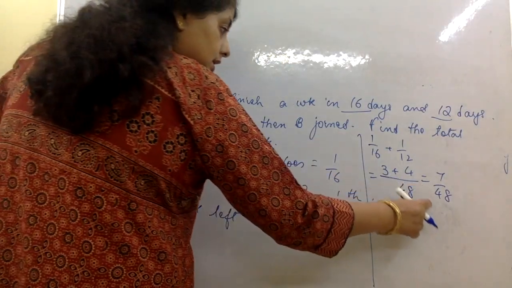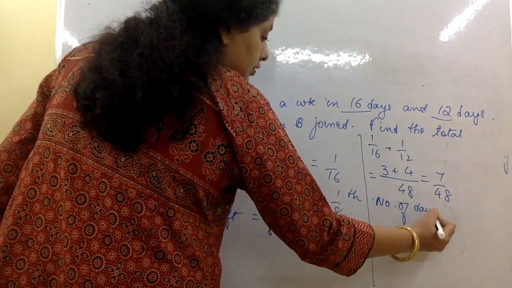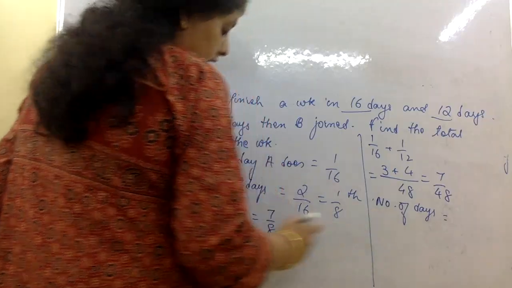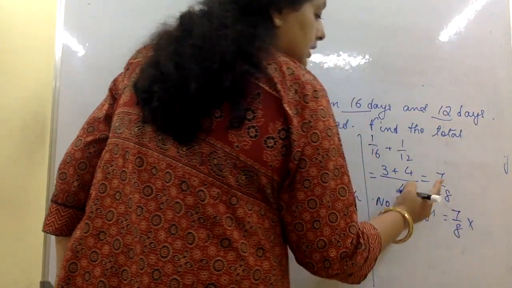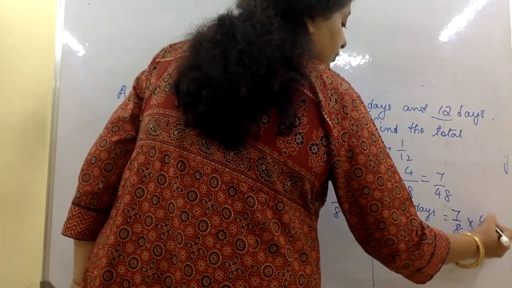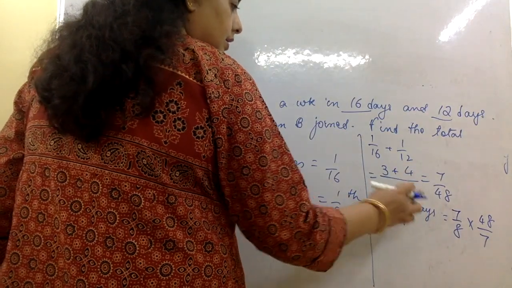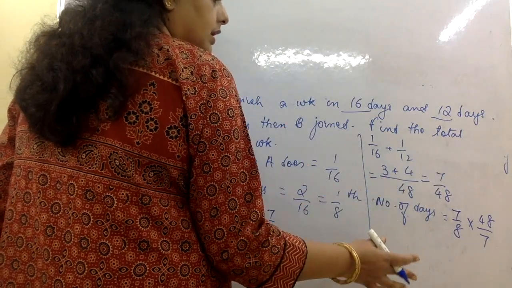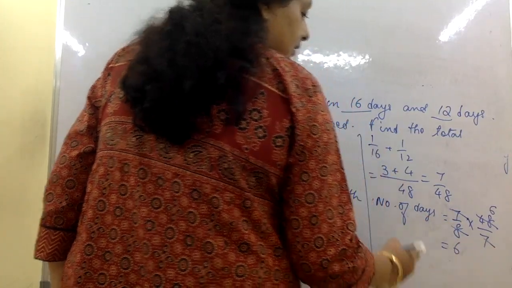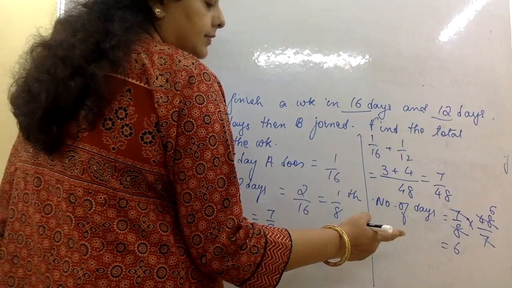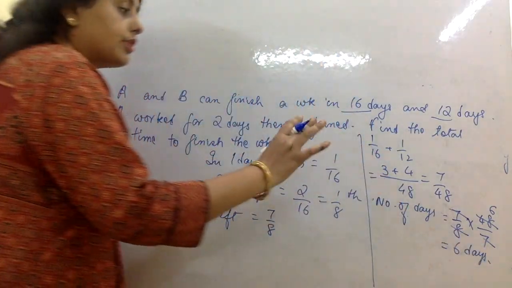So if this is their 1 day's work, the number of days it takes to complete is the amount of work left, that is 7 by 8, divided by 7 by 48. So 7 by 8 into 48 by 7. That is 6 days. So it takes 6 days for them to together finish the work.